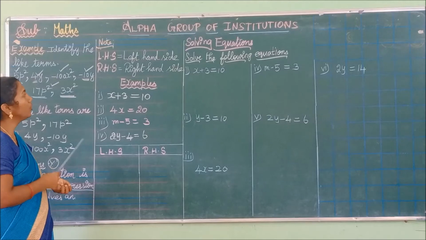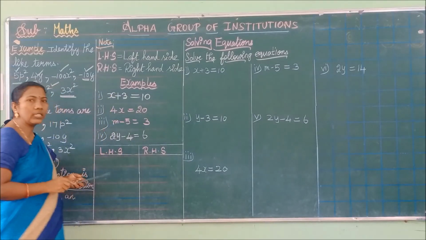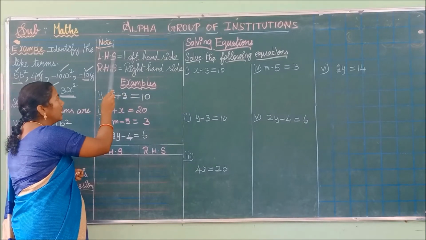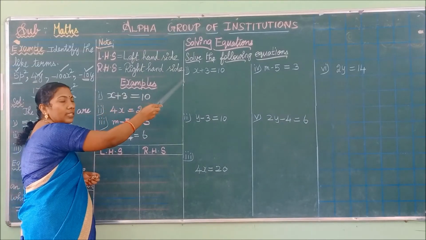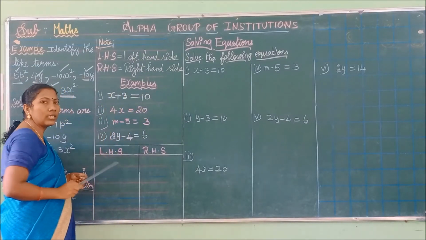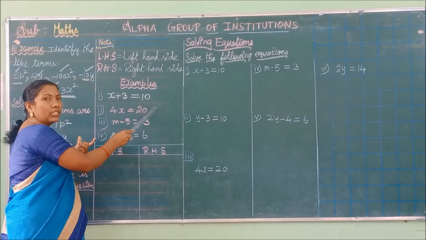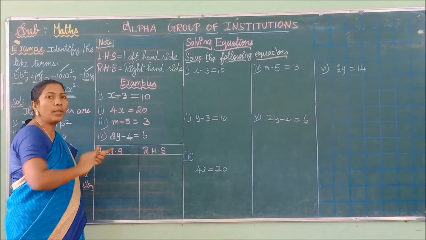Okay. Next you have to know an important concept: LHS and RHS. What is meant by LHS and RHS? Read the abbreviation. LHS means left hand side. RHS means right hand side. In an equation we can find two sides. One side is said to be LHS and another side is said to be RHS.